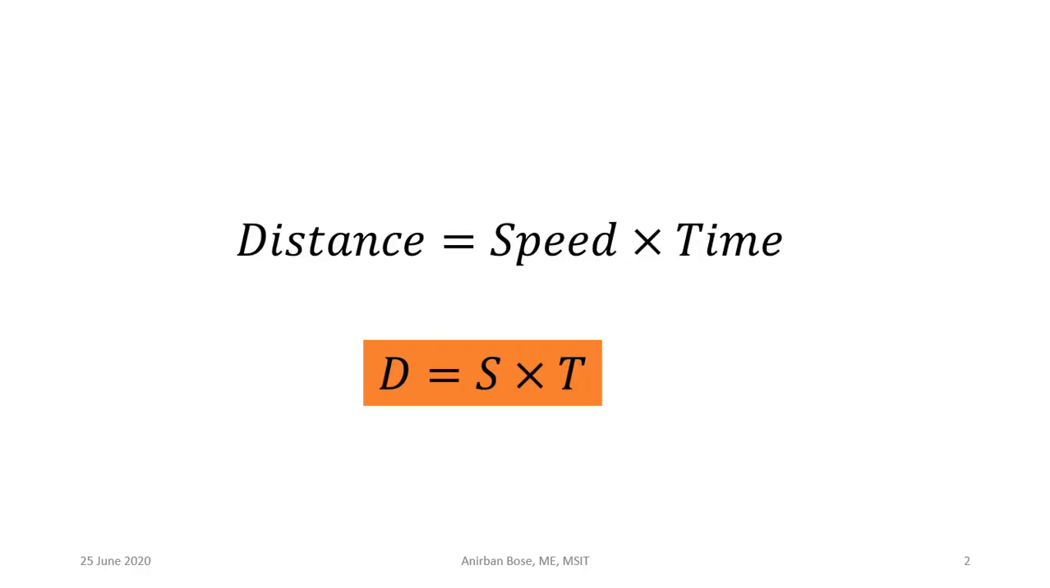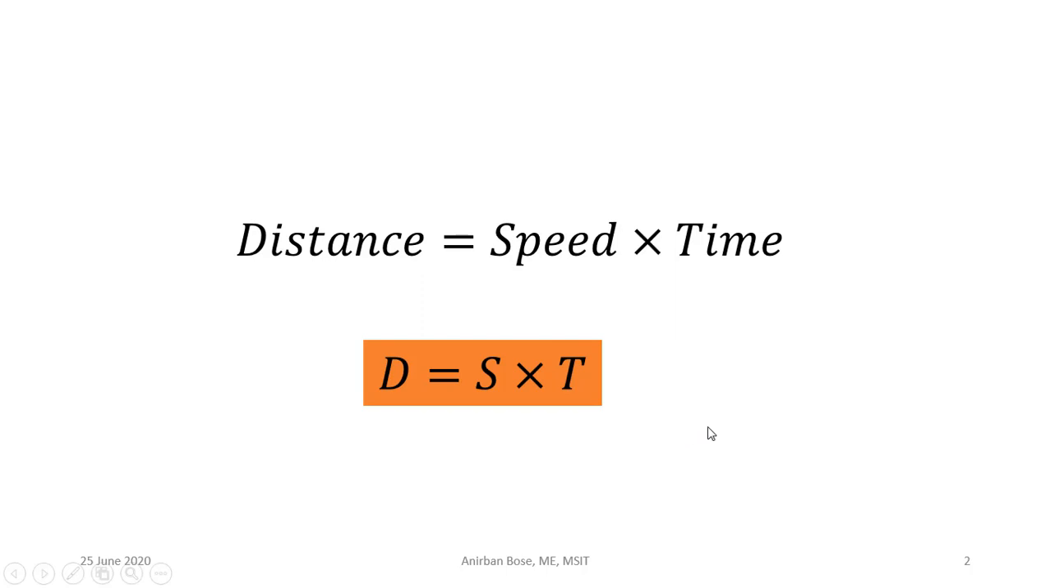These are some of the basic formulas that you have to remember. Distance is equal to speed into time. If d is the distance, s is the speed and t is the time, what you have to remember is that if d is constant, then s and t are inversely proportional. On the other hand, if t is constant, then d and s are inversely proportional. And if s, the speed, is constant, then distance and time are proportional. So these are the basic three things that you have to remember.